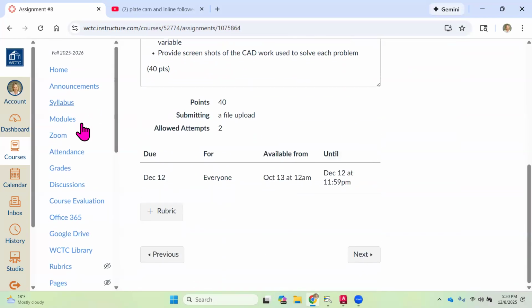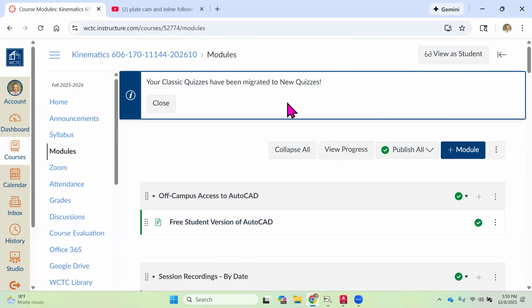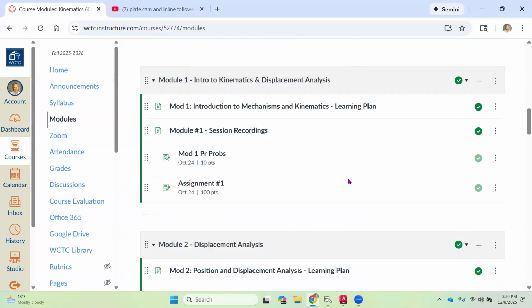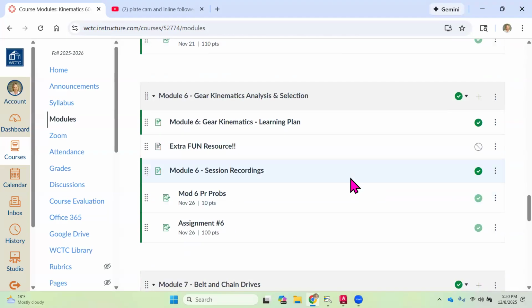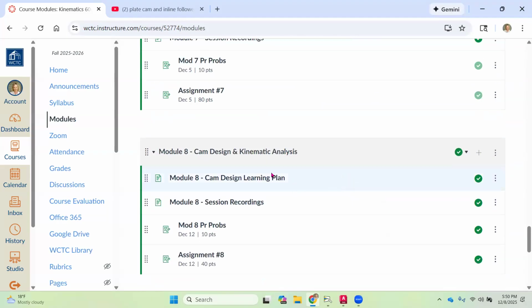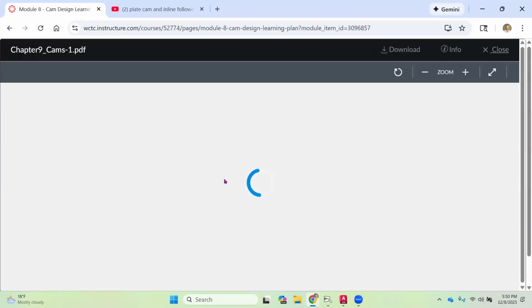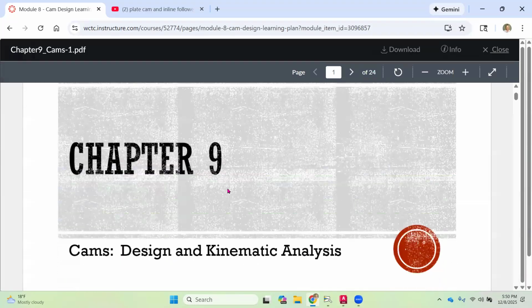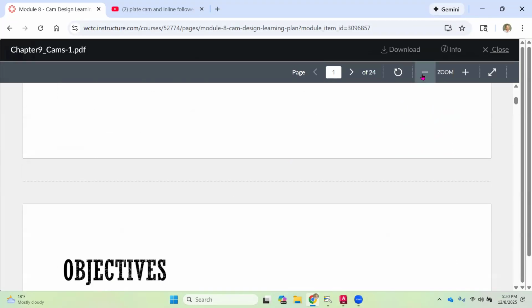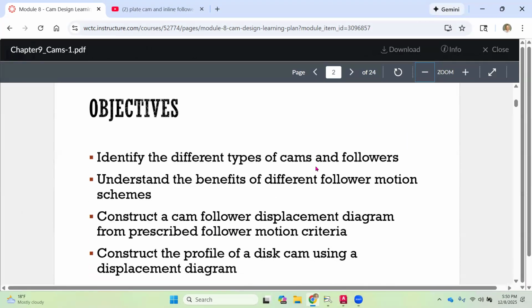All right. So what I'm going to do is go back to our module and take a peek at our PowerPoint presentation. I'm going to go to my learning plan and open up the PDF. So chapter 9, we're going to be looking at CAMs. I think it's a fun unit because we're going to be ending with some CAD work, and usually students enjoy doing that. There'll be some computations, but the CAD work is kind of fun.